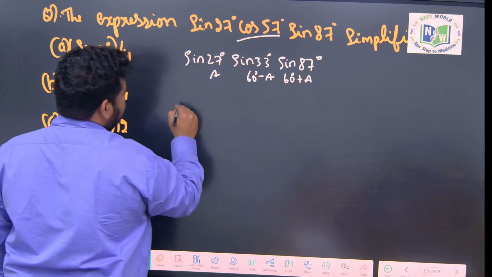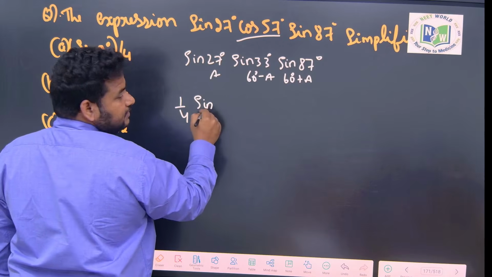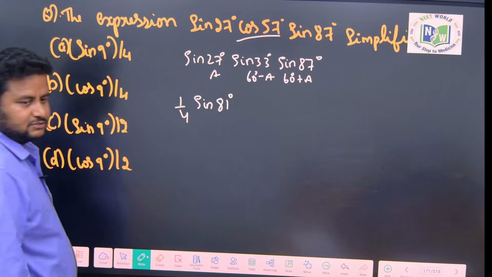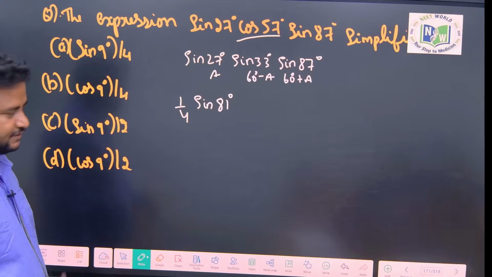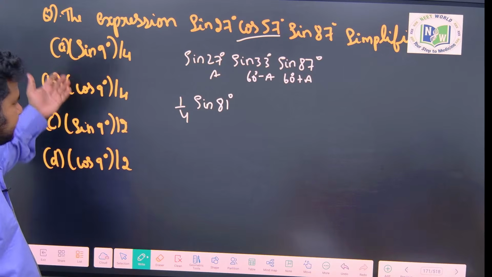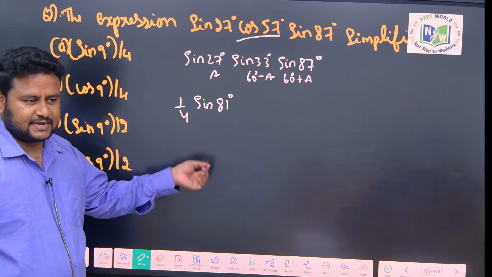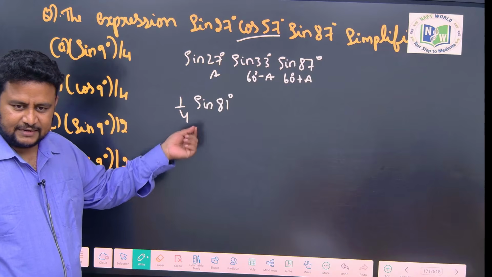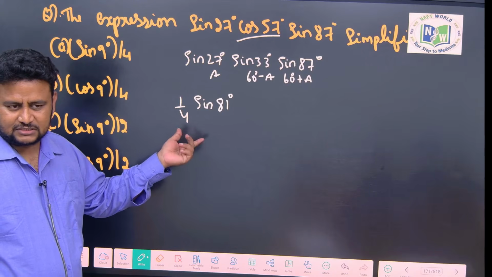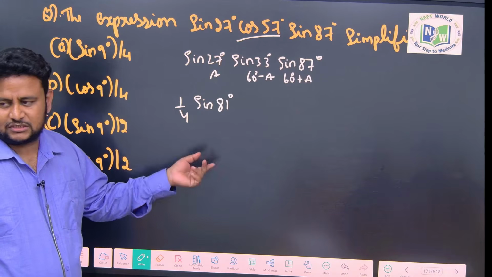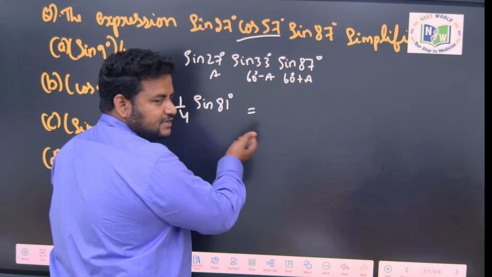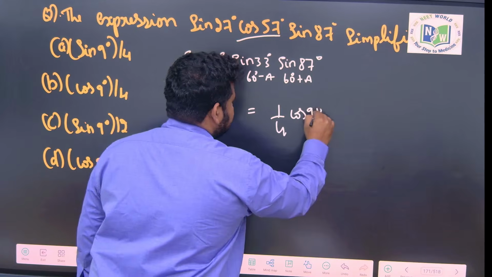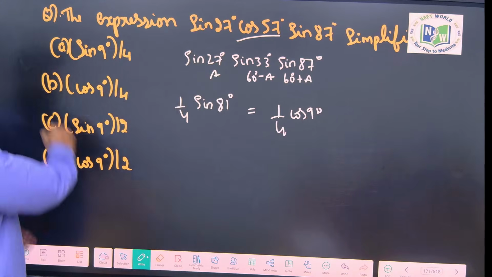So the formula will be 1 by 4 sin 3A. 27 into 3 is 81 degree. So we have 1 by 4 sin 81 degree, and again we will take the complementary angle. Sin 81 can be written as sin of 90 minus 9, which is cos 9, because 90 is an odd multiple, so sin changes to cos. Anyway, 81 degrees is in the first quadrant, so it is positive. So this will be 1 by 4 cos 9 degree. The answer is cos 9 degree by 4, that is option B.